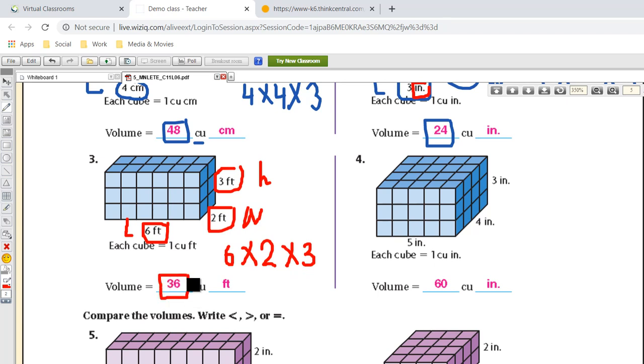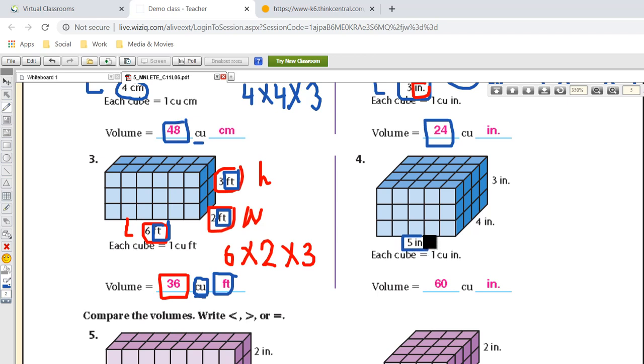36 what? We are measuring the dimensions here in feet. So we are going to use cubic feet. So it will be cubic, CU for cubic. Okay, cubic feet. Okay, the next one.